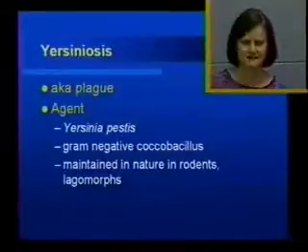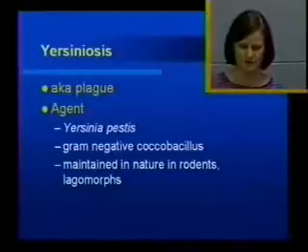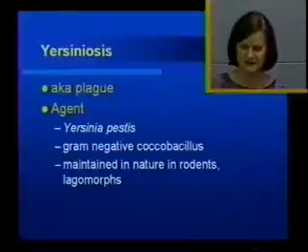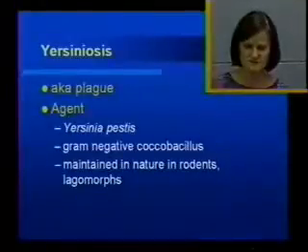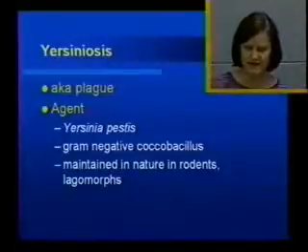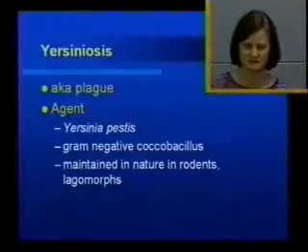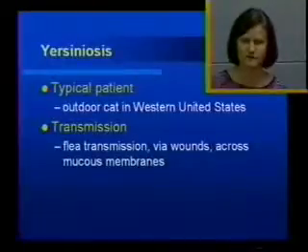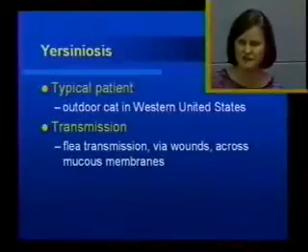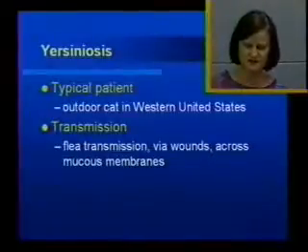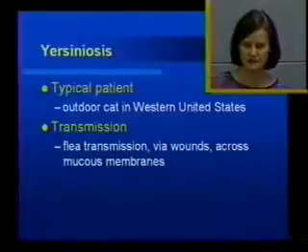Yersiniosis. This is the plague disease that cats can be involved with. It is most common in the southwestern United States, and it's maintained in nature in rodents and lagomorphs, such as rabbits. The agent is Yersinia pestis. It's a gram-negative coccobacillus. Typical patient is an outdoor cat in the western United States because they have to have exposure to these intermediate hosts. Transmission is believed to be by flea transmission, via wounds, or across mucous membranes.